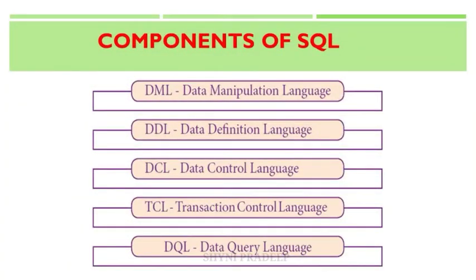There are 5 components of SQL. What are they? DML, DDL, DCL, TCL, DQL. Data manipulation language, data definition language, data control language, transaction control language and data query language. Let us discuss them one by one.